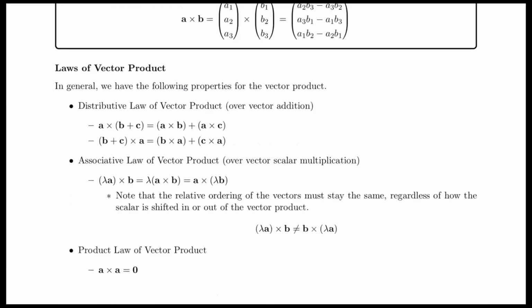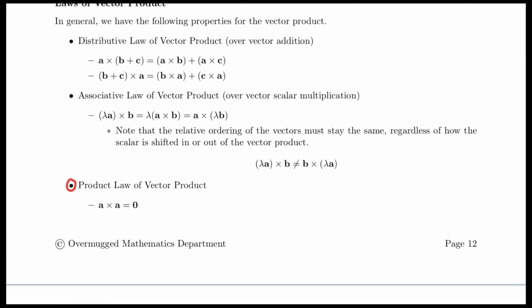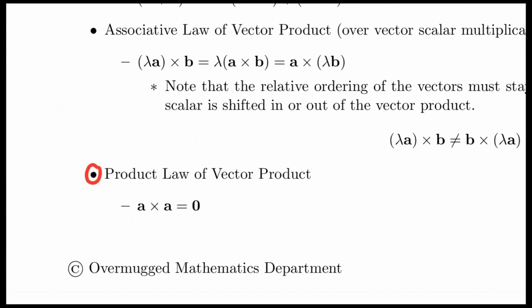Next, cross product. The one that is pretty important, I would say, is this. The rest you can read on your own. The product law for scalar product. When you take A cross A, it equals 0. Why? Can someone give me a reason why when you take A cross A, you will get 0? What's the reason?